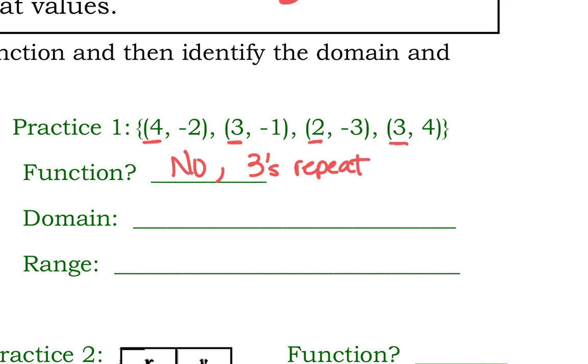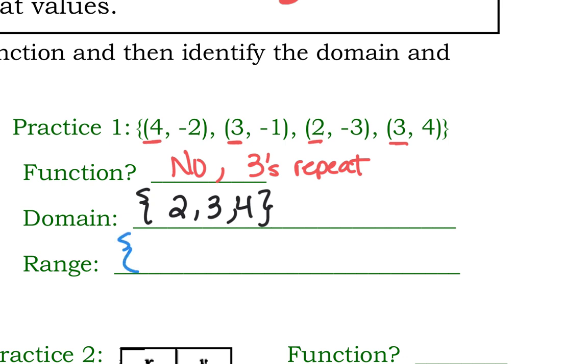But we can still list the domain and the range, right? What did we say the domain was going to be? All the ones we have highlighted. Brock, if we list these from smallest to largest, what would our domain be? 2, 3, 3, 4. Okay, 2. Do I need to put 2 3s? No, just a 3 and then a 4. Good. All right, what about the range?